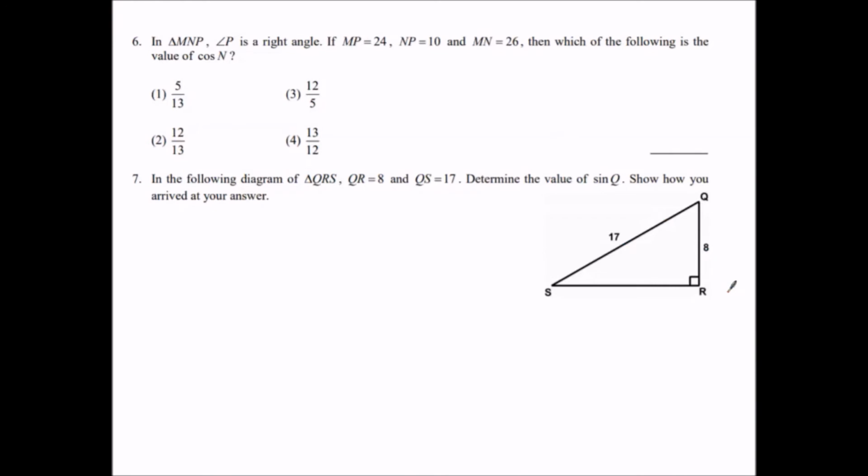Number 6, triangle MNP, angle P is a right angle. So I'm going to start by drawing a right angle, and that's going to be P. All right, so we've got a hypotenuse here. It says MP is 24, NP is 10, and MN is 26.